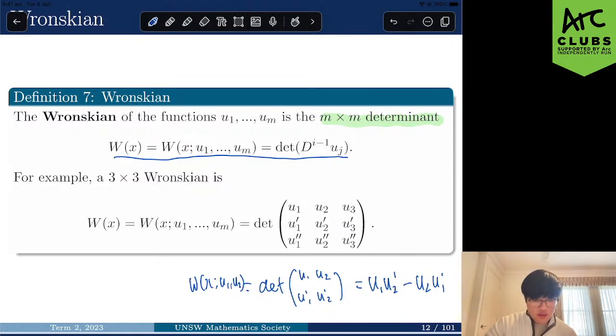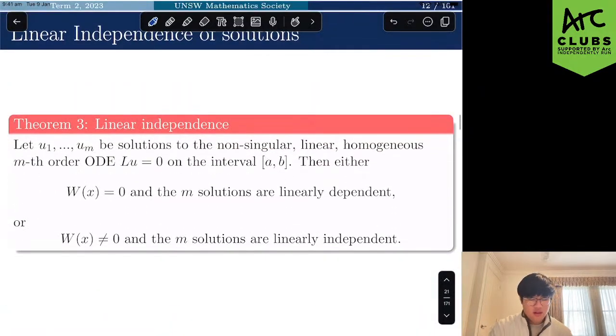Something that can be commonly confused is we say it's an m by m determinant, but when it comes out, it is just a single value. So it's not a matrix, it's just a single variable, like a constant, really. All right, now let's look at this. A theorem relating to the Wronskian is linear independence. Skimming through this, if the Wronskian equals 0, then they are linearly dependent. If it's not equal to 0, then it's linearly independent. And note, we're taking the Wronskian of the m solutions to the ODE. So they're the solutions to this ODE.